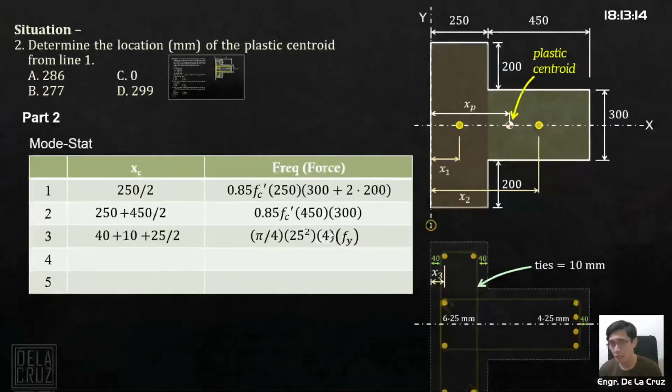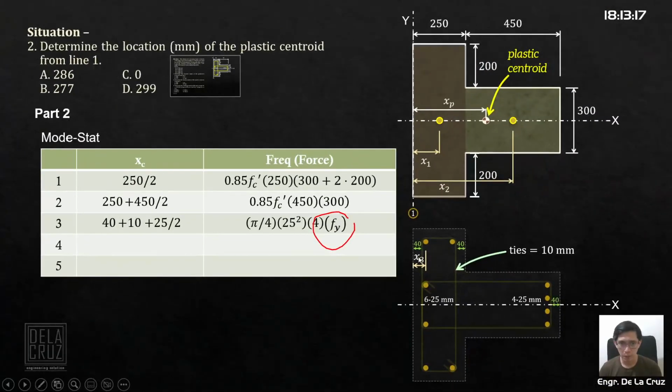Hindi natin i-consider. Kasi as you can see, pag mayroong mga bars dyan, mayroong nawalang concrete dyan. So, we will neglect yung nawala. Kung i-consider naman natin, maliit lang yung difference niya. We will try that one later. Papakita ko siya sa mathcad. Yung difference lang. Okay, so ito pa lang yan, yung unang line ng steel from line 1.